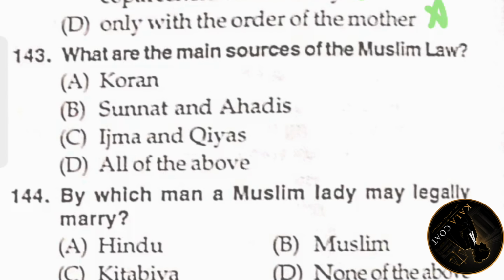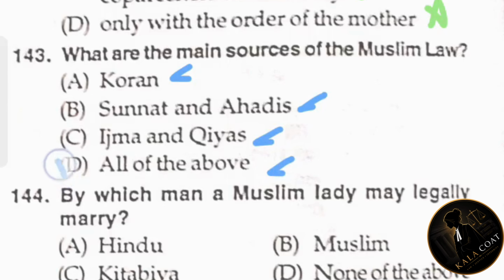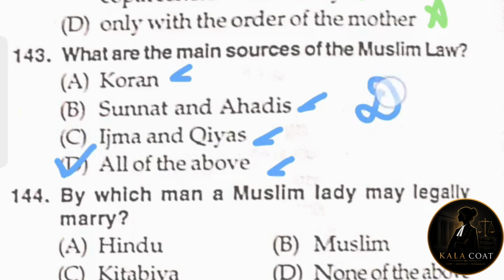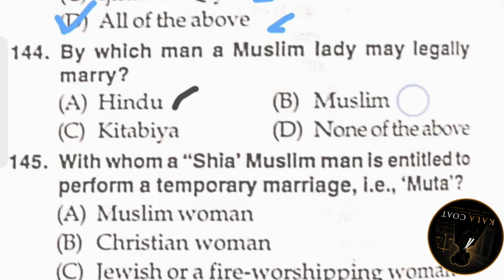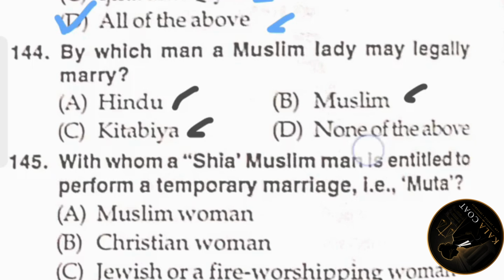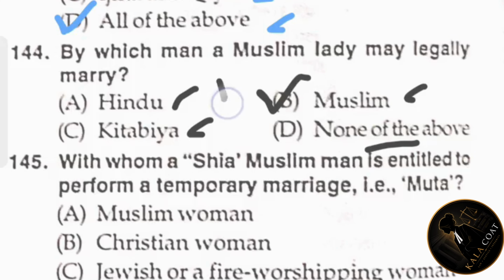Question number 143. What are the main sources of the Muslim law? Options are Quran, Sunnat and Ahadith, Ijma and Qiyas, all of the above. So the answer is all of the above. Option D is the right answer. Question number 144. By which man a Muslim lady may legally marry? Hindu, Muslim, Kitabiya or none of the above? Correct answer is a Muslim. Option B is the right answer.